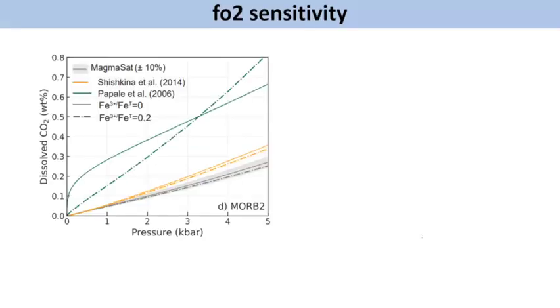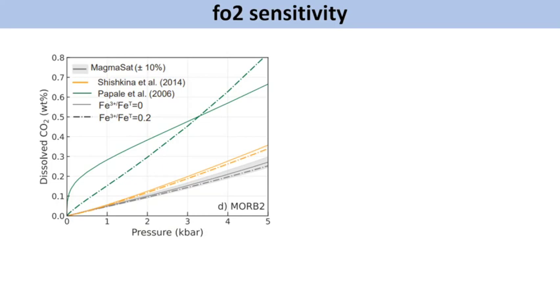So this is definitely a problem we need to solve, and it makes a massive difference to your calculations. Just doing some more calculations, we are running models for the 3 sensitive models, so MagmaSat, Shishkina, and Papale, for 0% Fe3+ and 20% Fe3+, which is the dashed lines. You can see, fortunately, for Shishkina and MagmaSat it really isn't that big a deal. It does not make that much difference. But for Papale, it makes a huge difference. You would almost double your solubility of CO2 just in a MORB, depending on what redox state you choose.